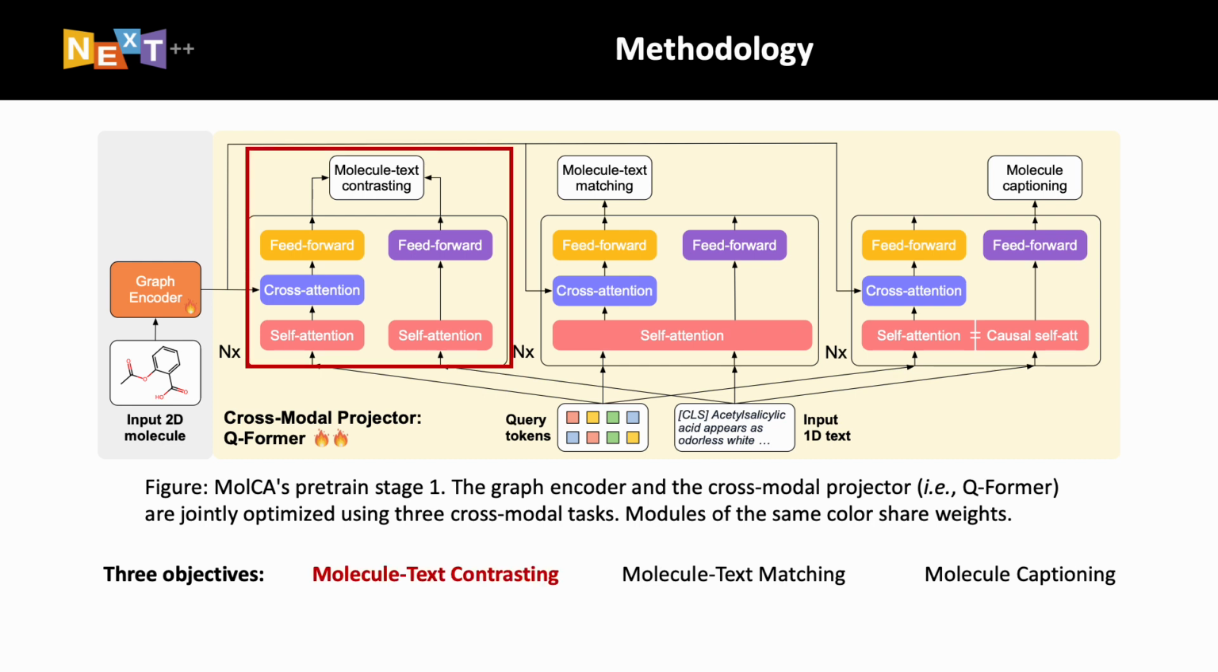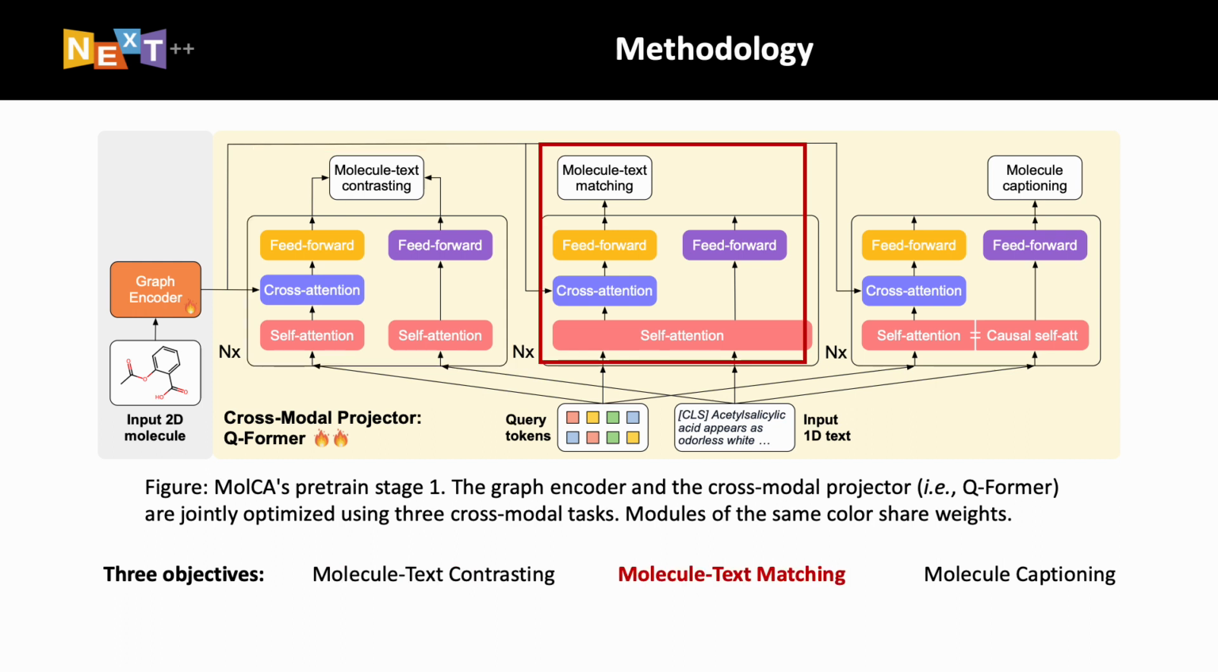For molecule text contrastive learning, the molecule branch and the text branch are activated separately. The molecule branch uses the query tokens to extract molecule information from the graph encoder. The text branch processes the texts the same as a typical transformer encoder. Their outputs are contrasted by info-NCE loss.